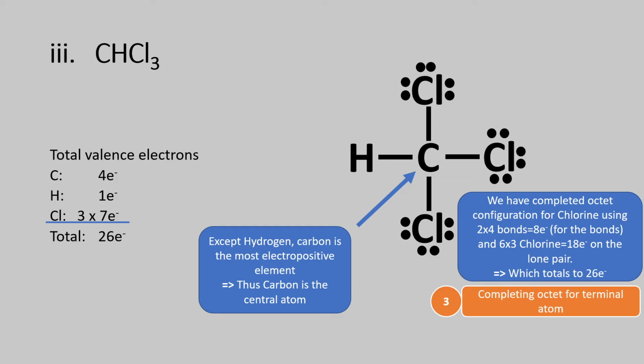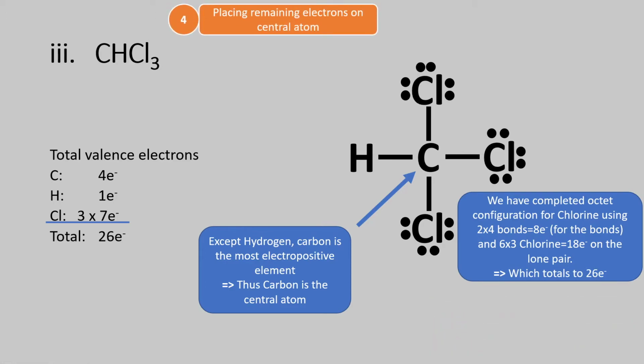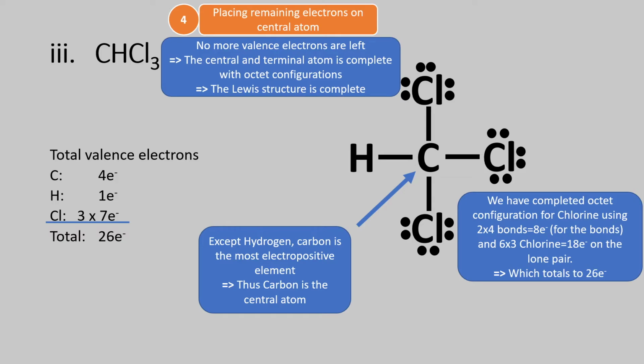So kalau you tengok, each of the chlorine kita dah letak lone pairs kan? 1, 2, 3, 4, 5, 6. So kita ada 6 darab 3 chlorine. So kita guna 18 elektron sebagai lone pairs. And kita also have 4 bonds. 1, 2, 3, 4. And each of the bond have 2 electrons can share. So kita ada 8 elektron for the bonds. So total for 26. Habis tak lagi valence electron kita dah guna? Dah habis kan? So place the remaining electron on central atom. So no more electrons left. The central and terminal atom is complete. Lewis structure is complete. Okay.